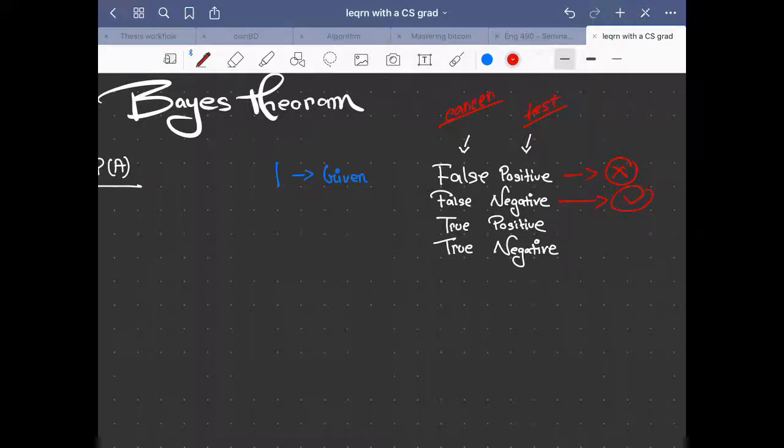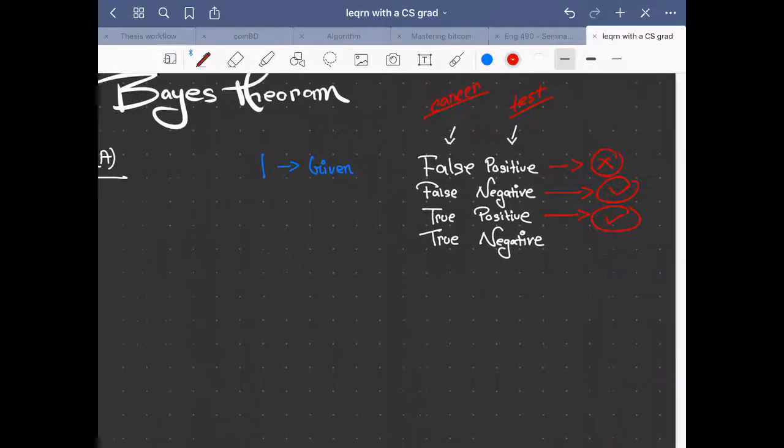And true positive is similar, so you have cancer and the test results are also positive, so that person has cancer and has been properly diagnosed with it, which is not good, but it's better to identify it at the early stages, right? So this is kind of what we want.